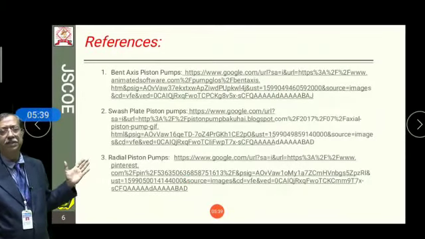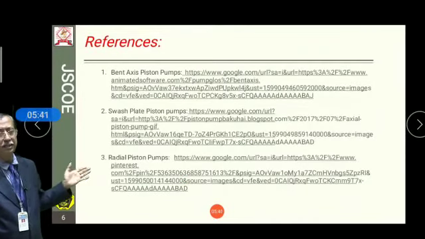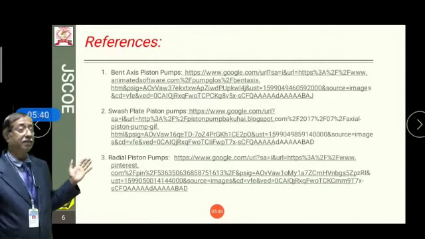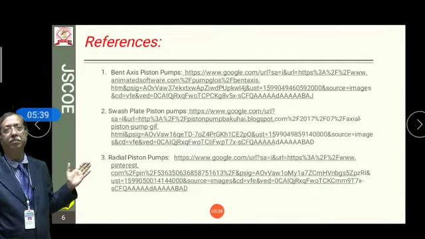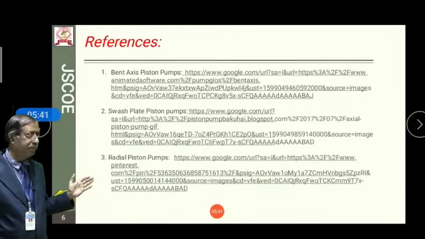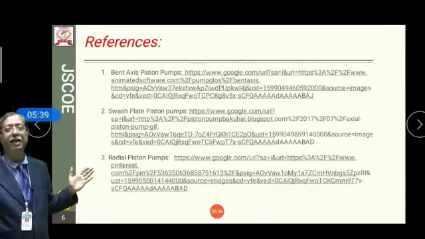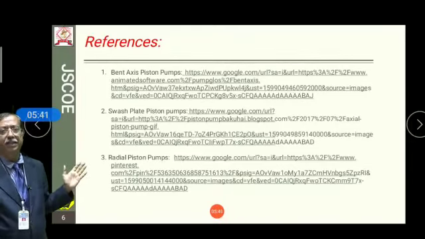These are the references we are considering here for this particular topic. The students will learn, after the end of this particular session, about the piston pumps, their types, their operation and their applications. Thank you all.